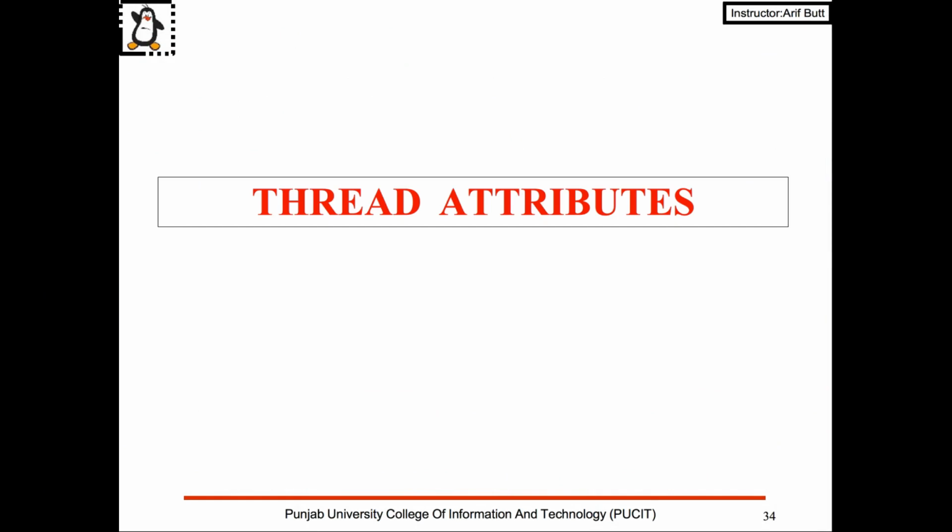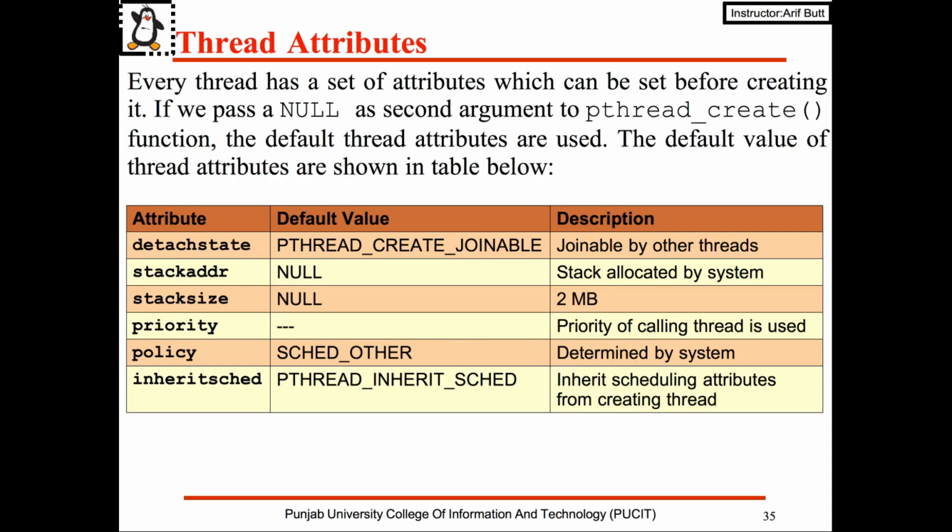Okay, thread attributes. Fine. Dear students, now let me talk about the second argument of the pthread_create function, which we have used as NULL so far. Every thread has a set of attributes which can be set before creating it. These are some of the attributes which can be set. For example, the detachstate, the stack address, the stack size. It is always recommended not to change the stack address and stack size, and let it be system dependent.